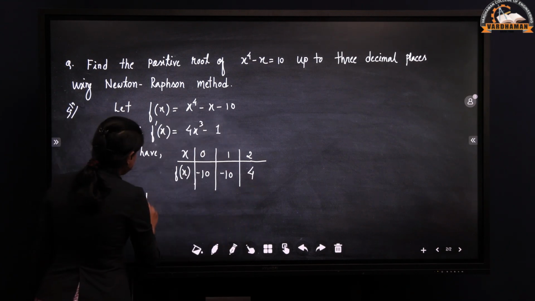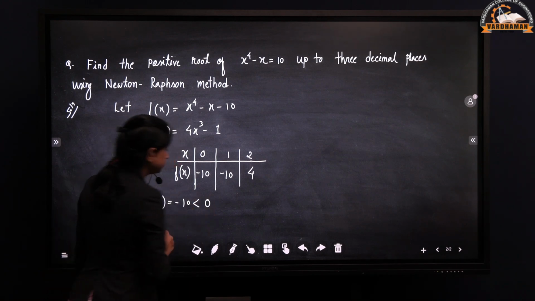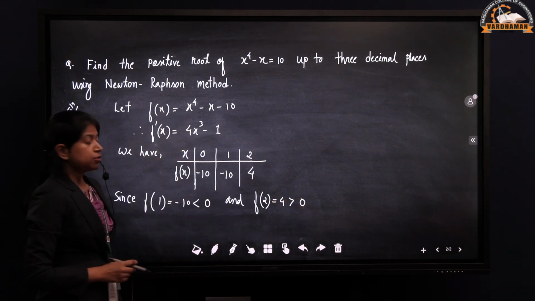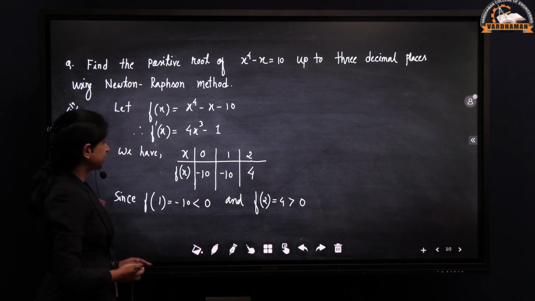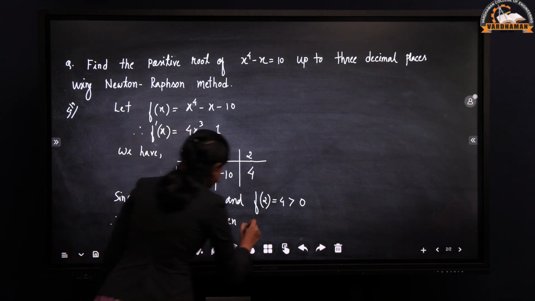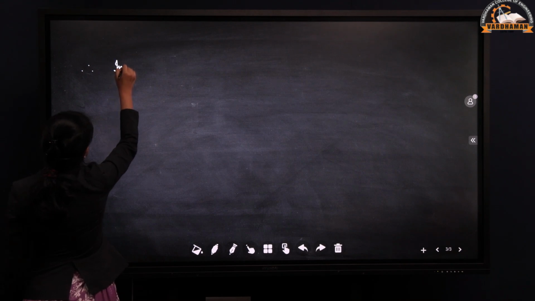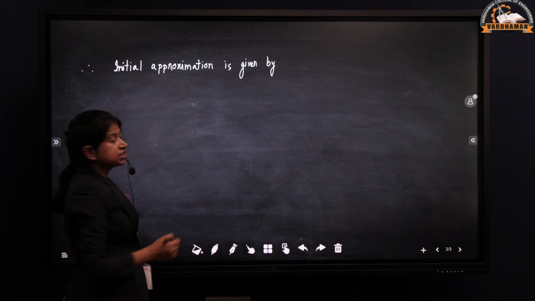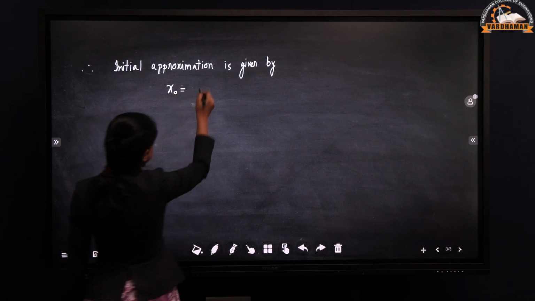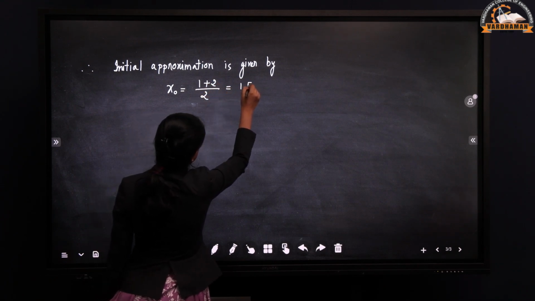Okay. Since f of 1 is minus 10, that is negative, and f of 2 is equal to 4, that is positive. Okay. So by intermediate value theorem, we have that there exists a root between 1 and 2. Therefore, a root lies between 1 and 2. Okay. Therefore, what will be the initial approximation? Initial approximation is given by x naught is equal to (a plus b) by 2. So here it will be (1 plus 2) by 2, that is 1.5, right?